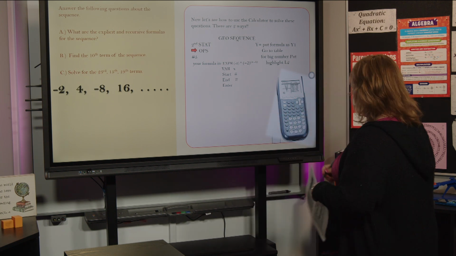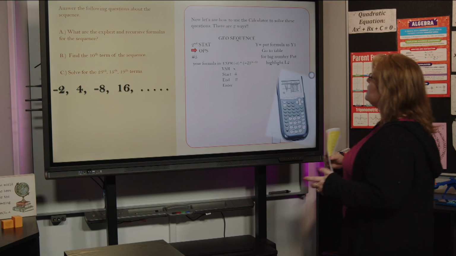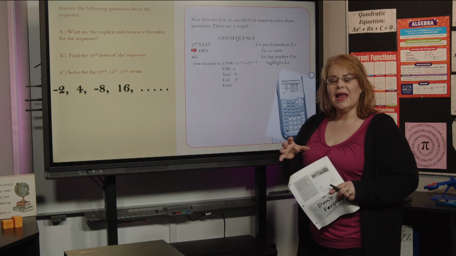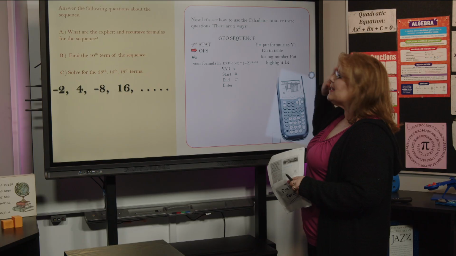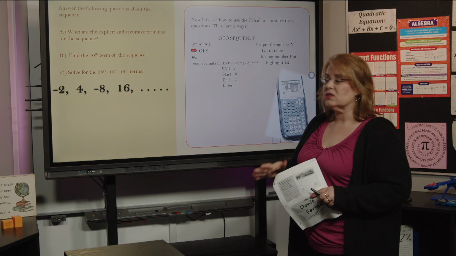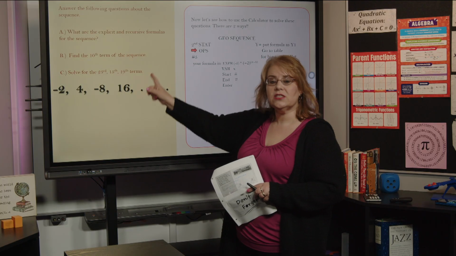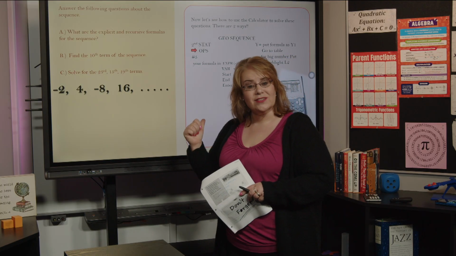So everybody pick up their calculator, and what we're going to do is use our calculator to put in our formula and let the calculator do all the work. We're still going to find the 10th term. We're still going to find the 23rd, the 15th, the 19th, but the calculator is going to do it for us.